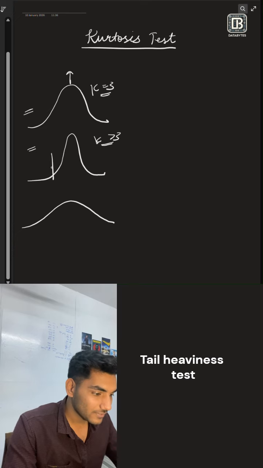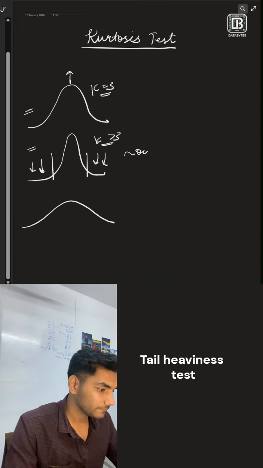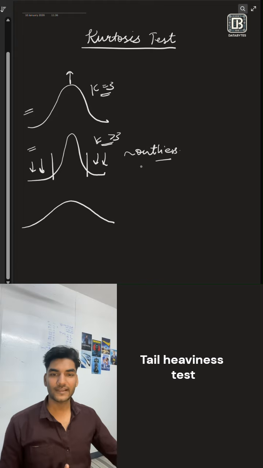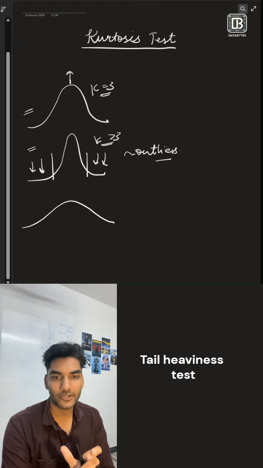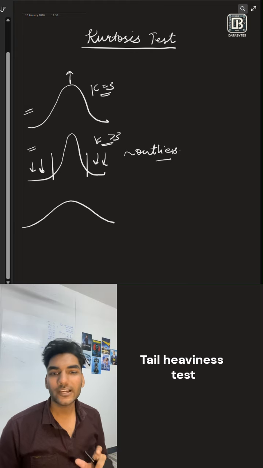Your tail becomes heavy and there are severe outliers. Now what happens in this case is the extreme values occur very frequently and tail risk would drive the business outcomes. So we have to make outlier aware models.